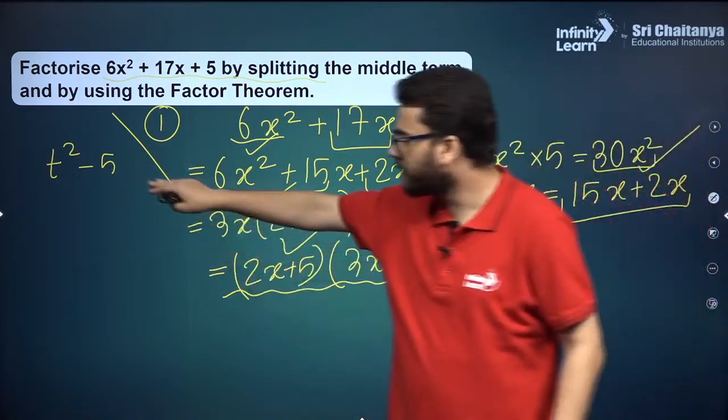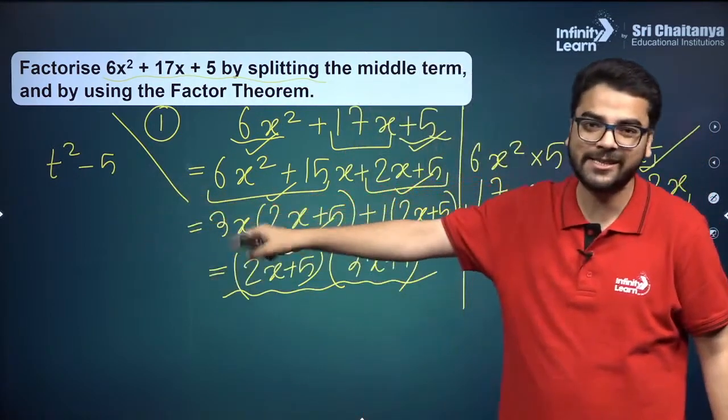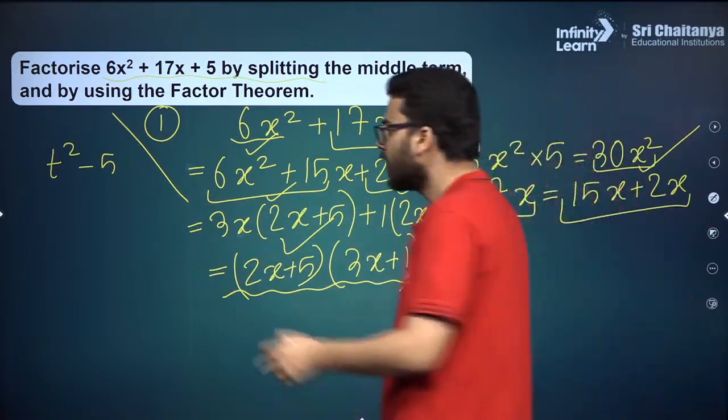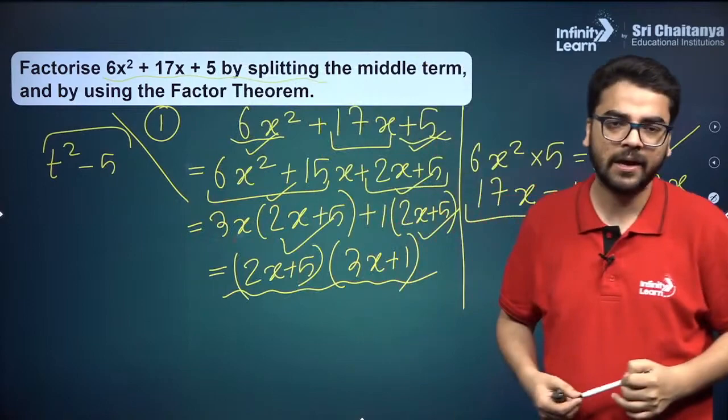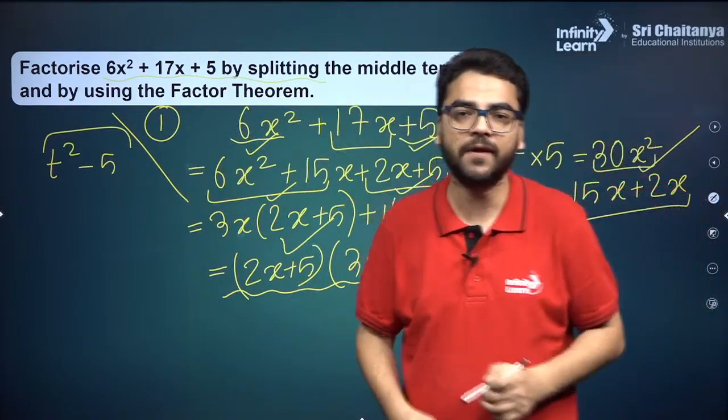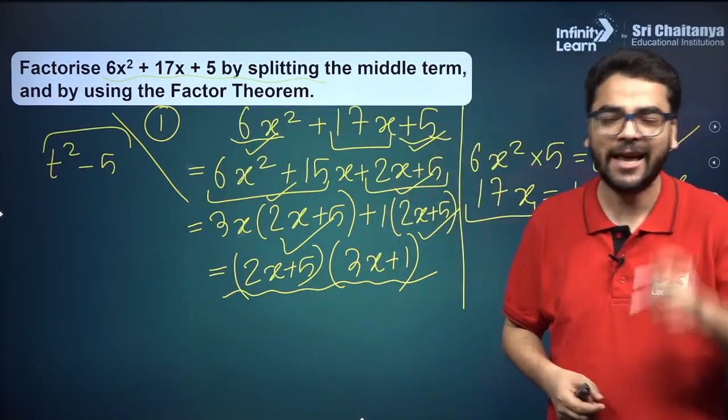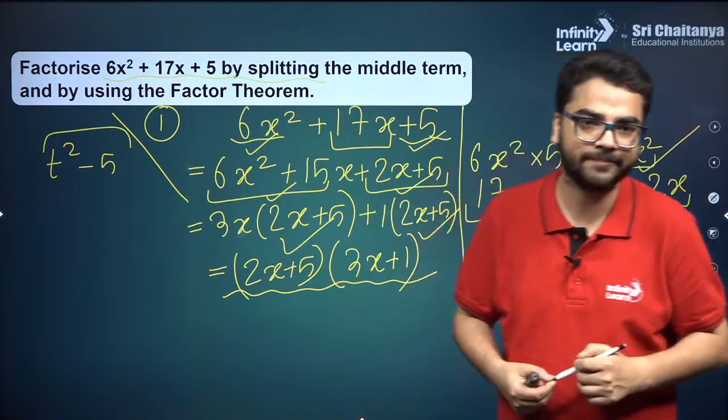So what will you get after factorization of this polynomial? You see this is also a quadratic polynomial. T square minus 5 is also a polynomial of degree 2. We have already done these concepts on the Infinity Learn class 9 and 10 YouTube channel in the Pratham series only.